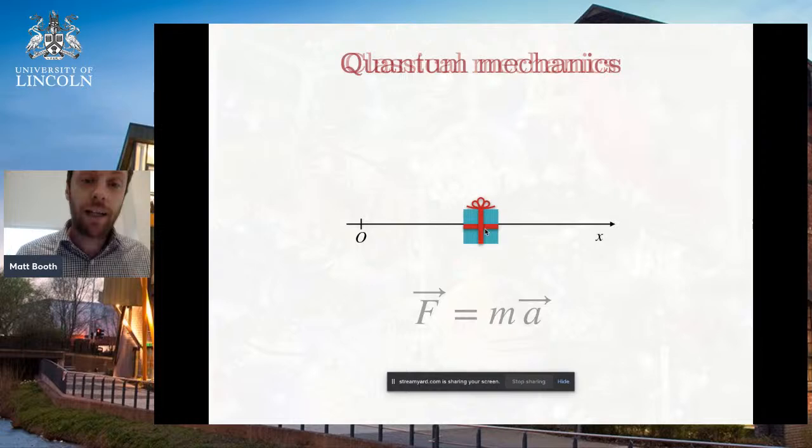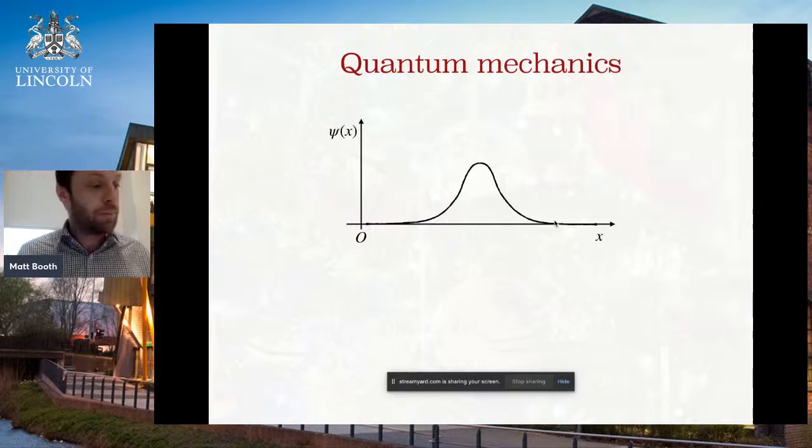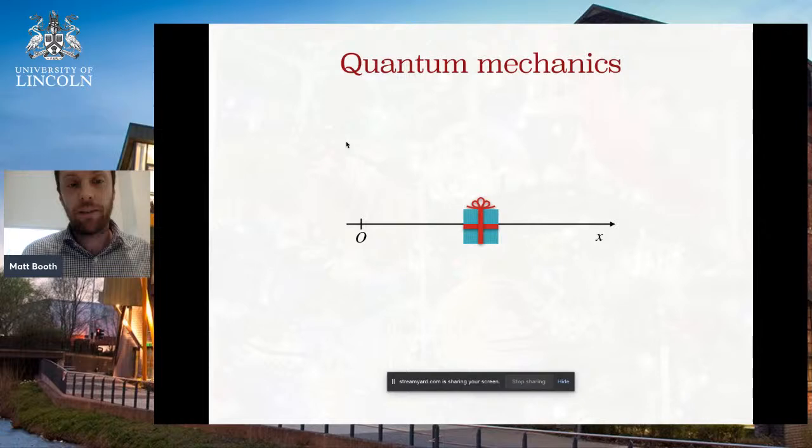In quantum mechanics, we take a slightly different approach. We define some quantity, some function, which we call psi, this Greek letter psi. And instead of thinking about this particle as having a definite exact position, we think about some distribution of possibilities. So rather than this particle being at an exact position, it has some distribution of possibilities. This function is what we call the wave function.